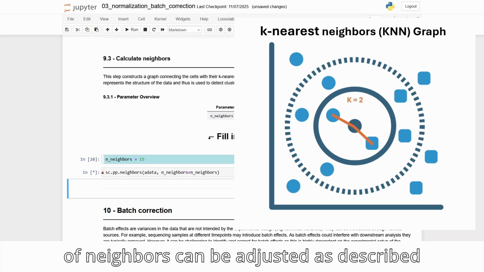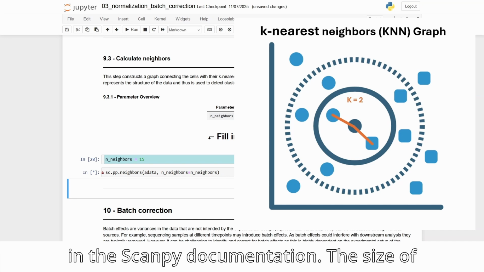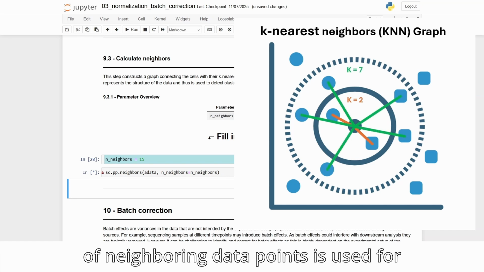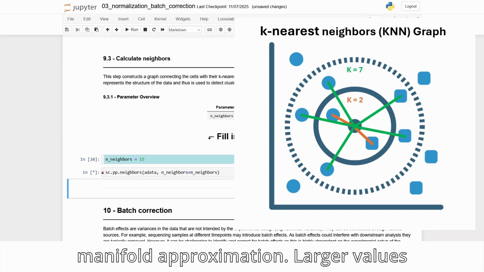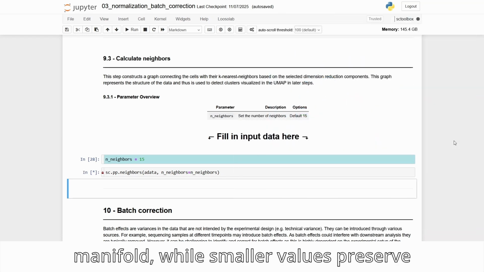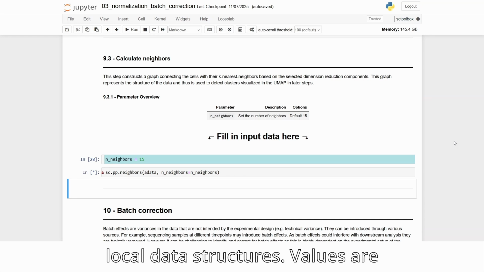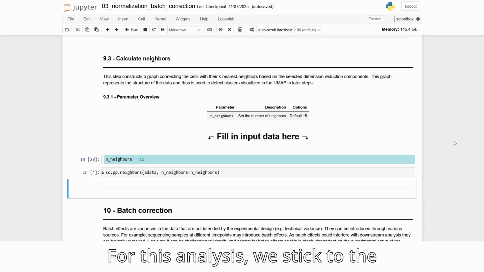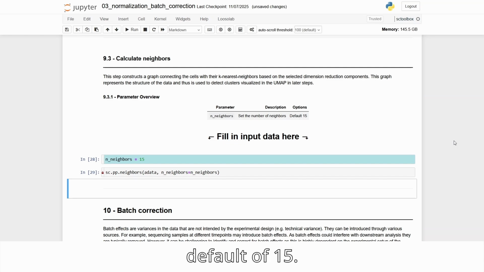As described in the SCAMPy documentation, the size of the local neighborhood, in terms of number of neighboring data points, is used for manifold approximation. Larger values provide a more global view of the manifold, while smaller values preserve local data structures. Values are typically in the range from 2 to 100. For this analysis, we stick to the default of 15.